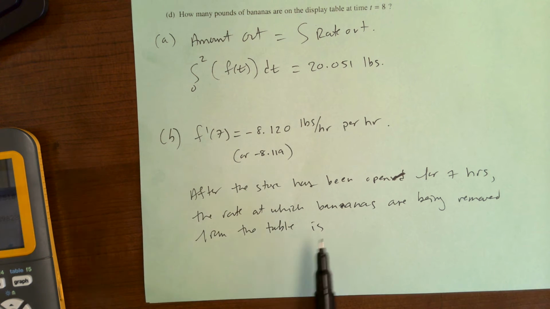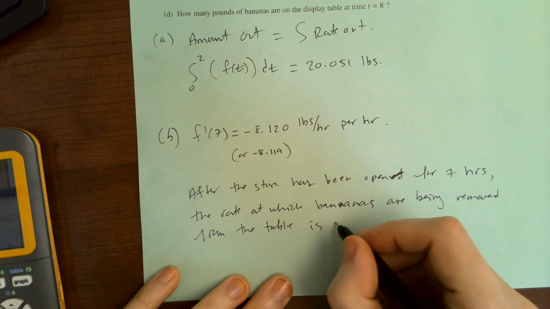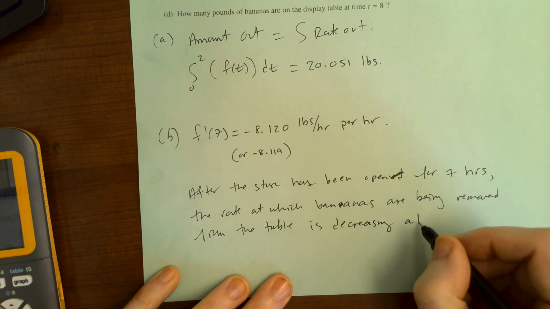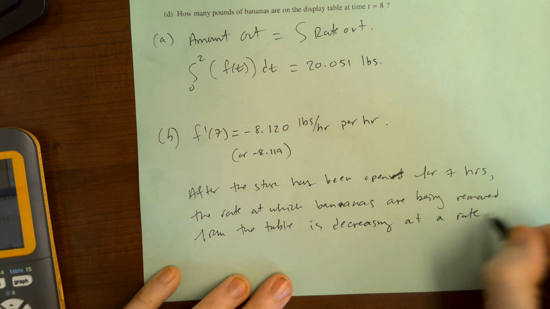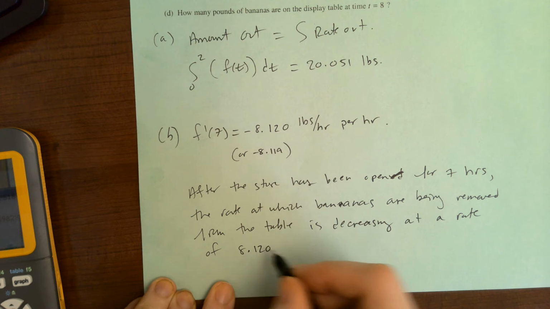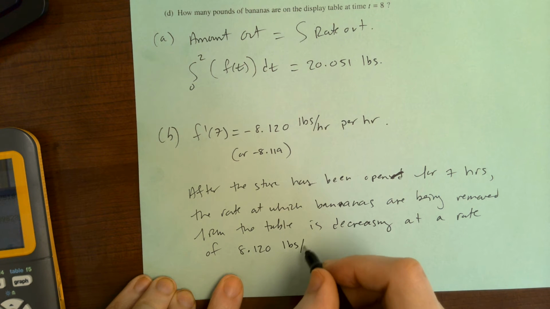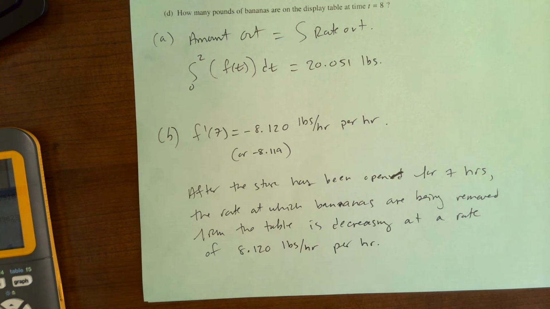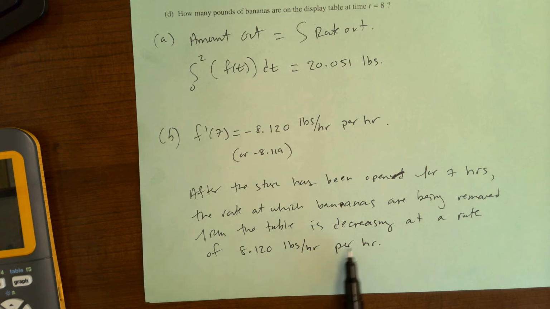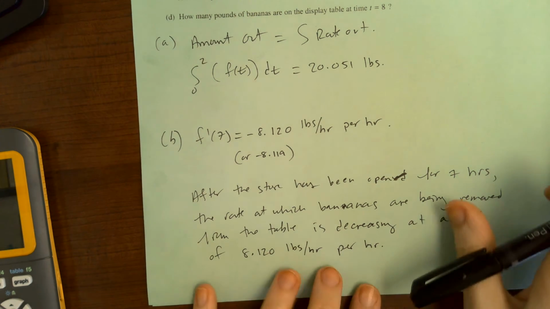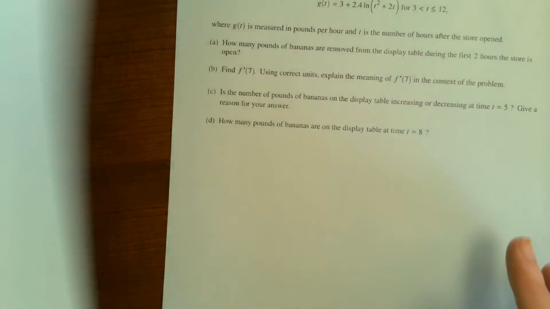So that's F. Is it increasing or decreasing? Decreasing at a rate of 8.120 pounds per hour per hour. Okay, I don't need to say negative here because I've already said decreasing. So the decreasing is what implies the negative. So A, B. Now C.